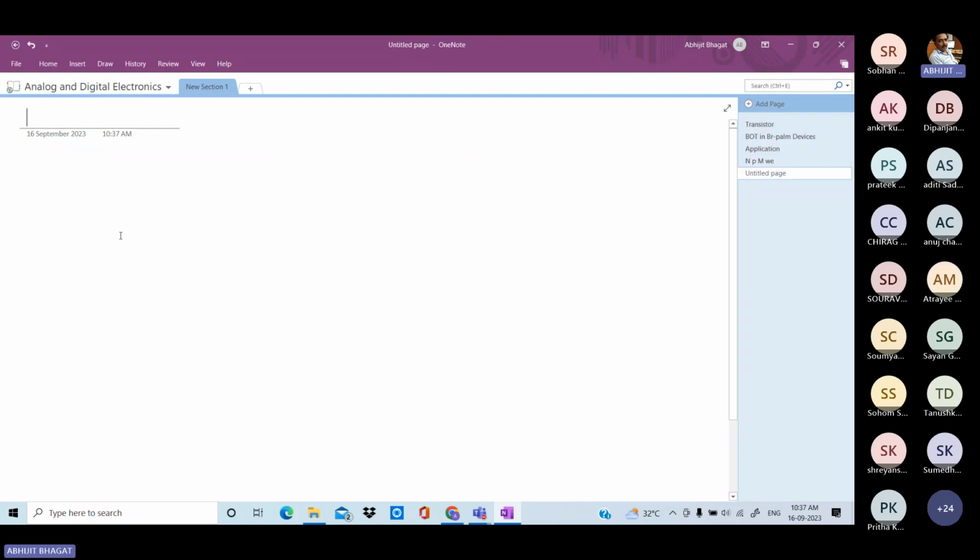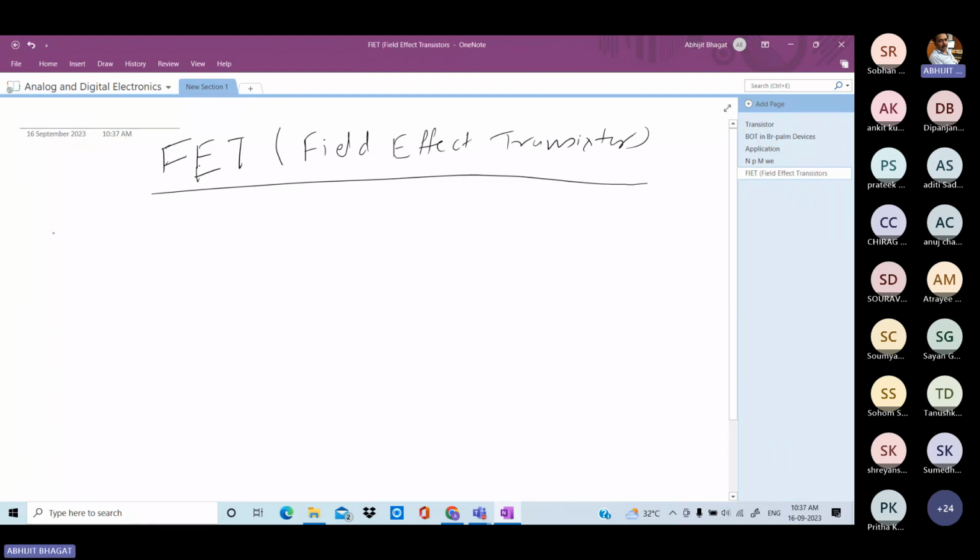The next topic is FET. Previous one is BJT. Next one is FET. BJT is bipolar transistor and FET is field effect transistor. Some properties are different from the BJT.